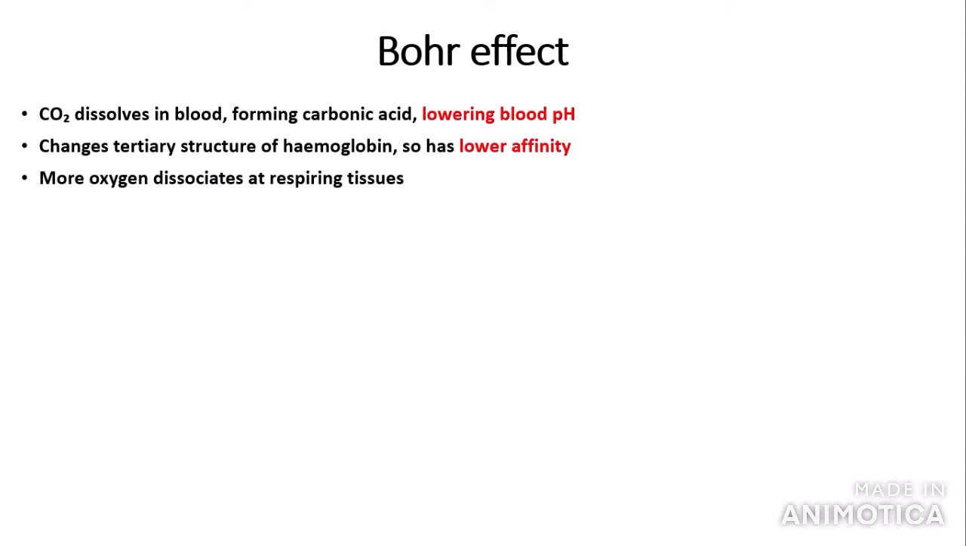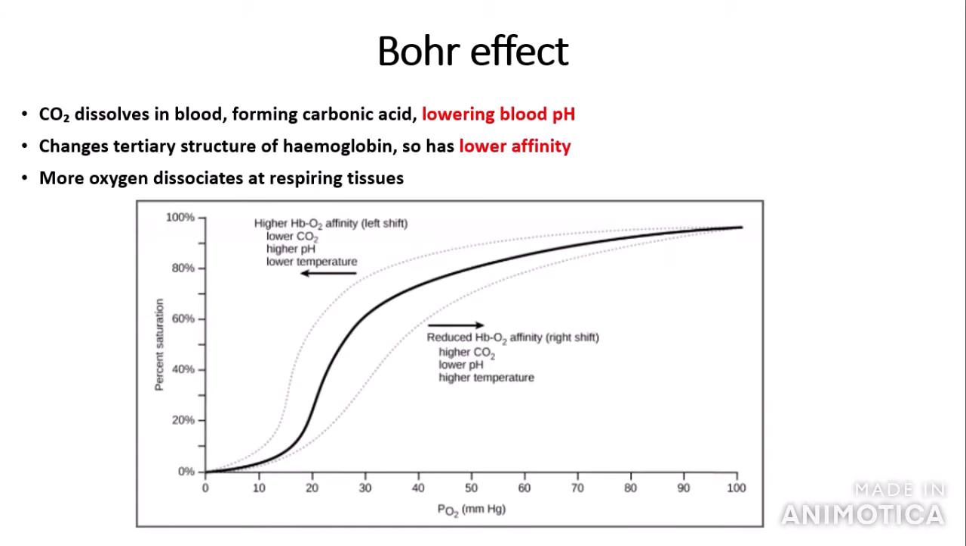This means that oxygen is more likely to unload from the hemoglobin, so more oxygen dissociates at the respiring tissues to compensate for the higher rate of respiration that your body is carrying out through exercise, obviously providing an advantage as more ATP will be produced.